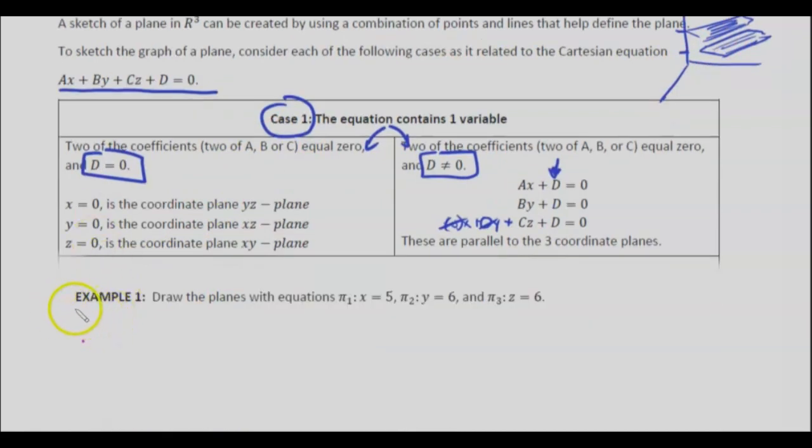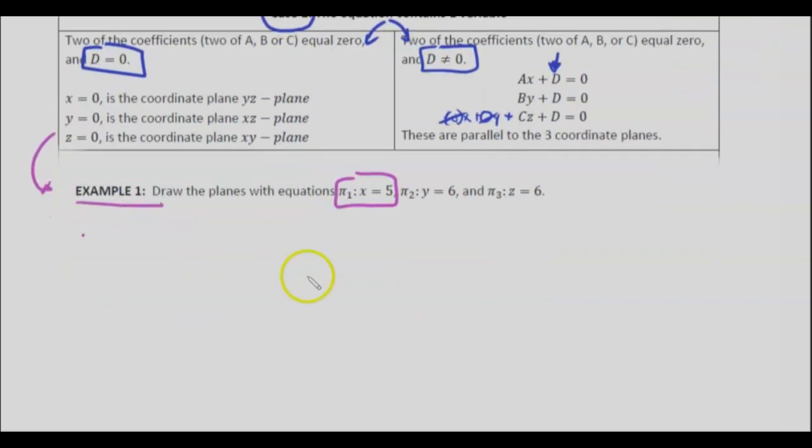Okay, now I'll follow this up with a question that uses this case. Draw the planes with these equations. So plane 1 is going to be x equals 5. Okay, so let's talk about that. Let's just call this A. So plane 1, x equals 5.